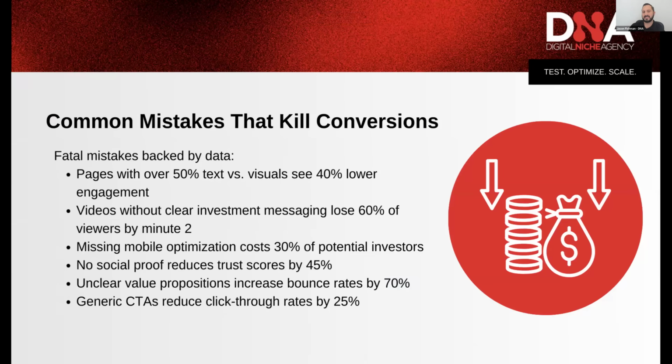So, common mistakes that kill conversions, fatal mistakes backed by data. Pages with over 50% text versus visuals see 40% lower engagement. I actually haven't heard the stat broken down in that fashion until we put this presentation together. But with over 50% text versus visuals, it's got to pass that glance test. It's got to be captivating. It's got to take audiences from one section of the page to the next, especially looking at valuations. You've got a $10 million, $20 million valuation, 50, 100 higher. Got to play the part.